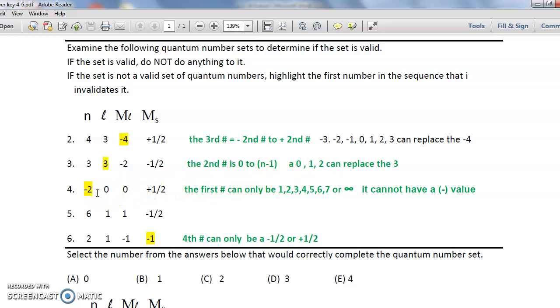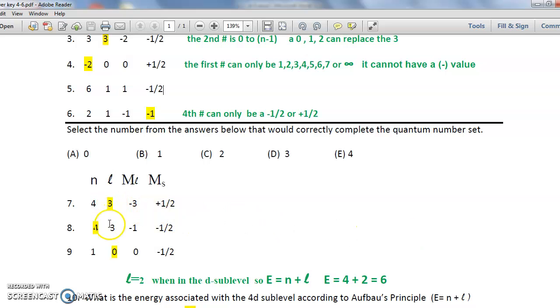Oh my gosh, look on number 4. They started off the first number as a negative value. No, no, no. The first number can never have a negative value. The first number starts at 1 and goes up to 7, theoretically infinity. This set of numbers is actually correct. What's wrong with this set of numbers? The fourth number can never be -1. The fourth number can only be a -half or +half, as it is shown on 2 through 5.